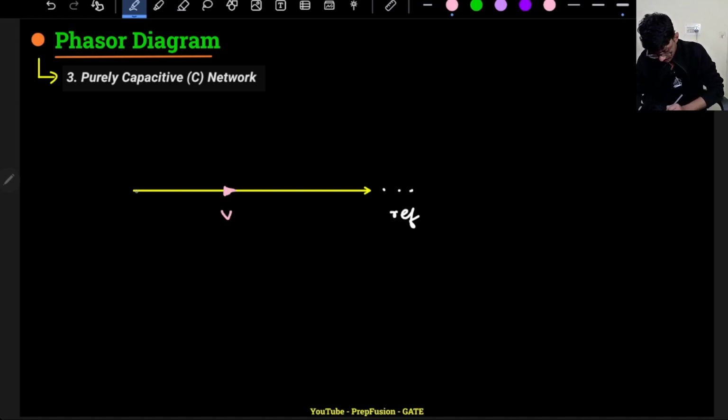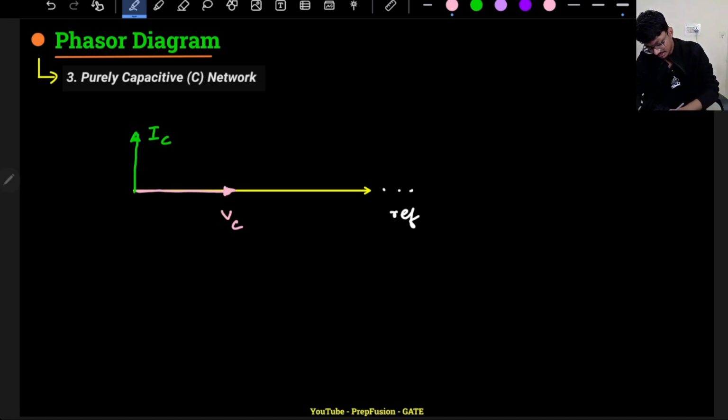This is my voltage, and current will basically lead the voltage. This is my VC and this is my current. So don't write T here, these are all phasor quantities, don't write T. This was the relationship between voltage and current.